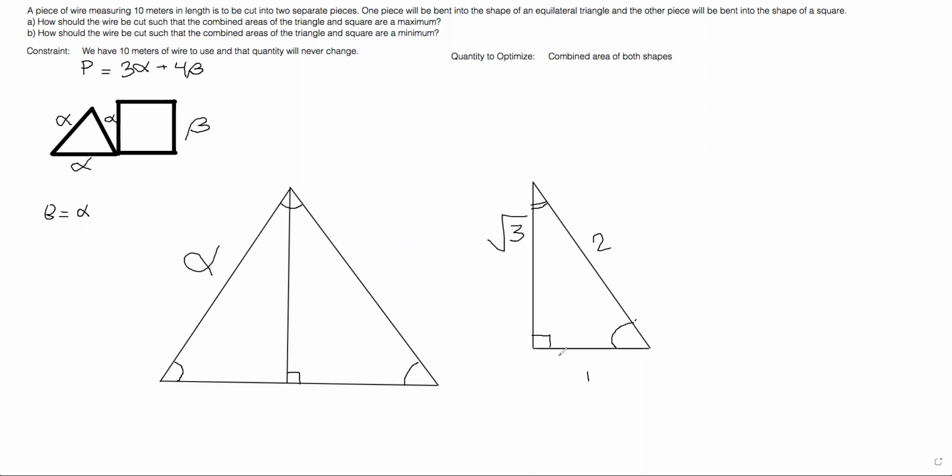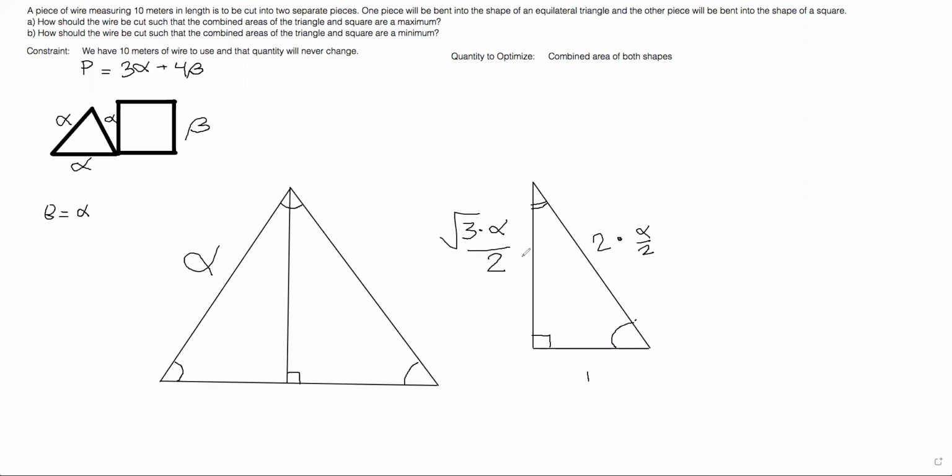So we want to adapt this. We want to make some kind of a modification to this to match what we have in our problem. So we have to figure out, well, how do we go from 2 to alpha? What that means is that we have to multiply by alpha over 2. And then we're going to do that with the other 2 sides as well. We're going to have √3 times alpha over 2.